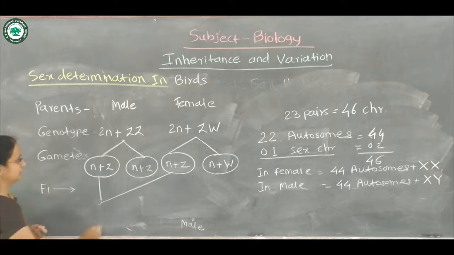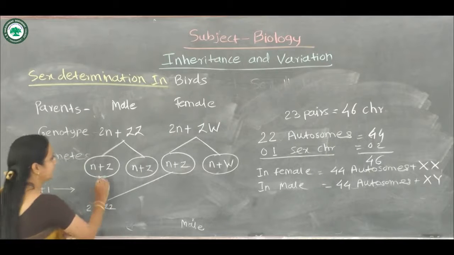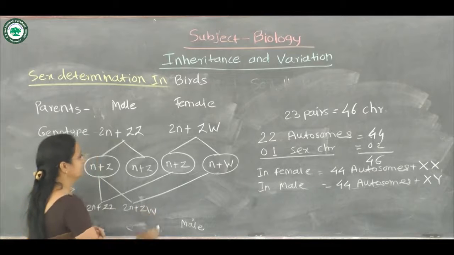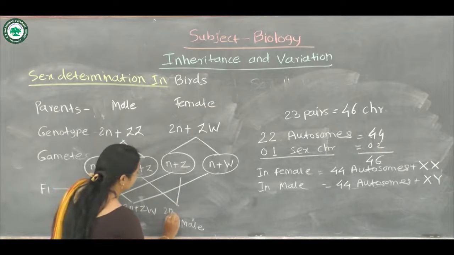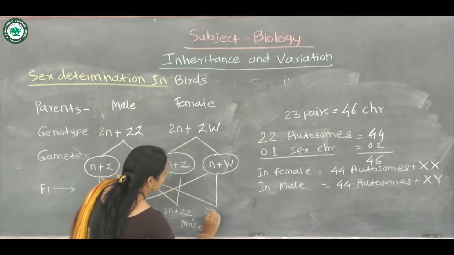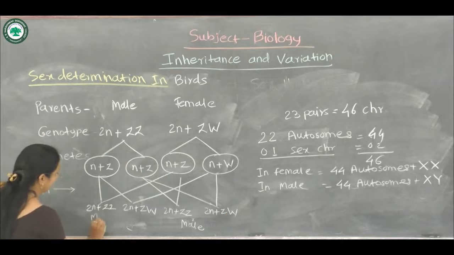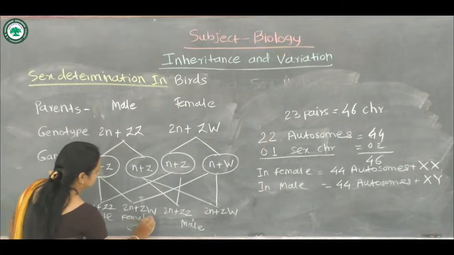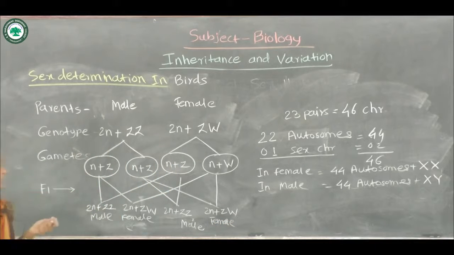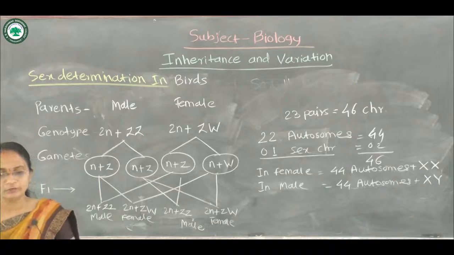Find out the F1: N plus N, that is the 2N, and Z. Again 2N plus ZW, 2N plus ZZ, 2N plus ZW. That is male, female, again female, means same thing is here. The 50% male and 50% female birds are found in the F1 progeny.